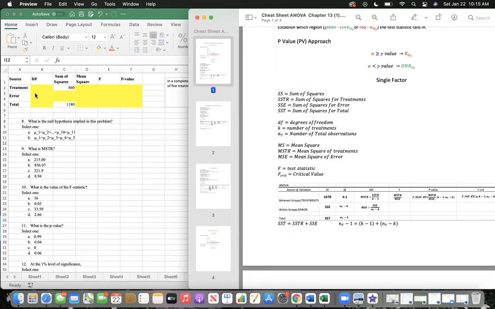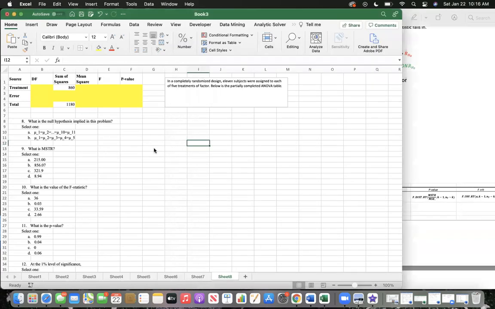So let's figure out what our degrees of freedom are. How do we get our degrees of freedom for treatments? You can see it's going to be k minus 1. But what's our k? k is going to be 5, right? 5 treatments. So we're going to do 5 minus 1 to give us our degrees of freedom for treatments. So 5 minus 1.